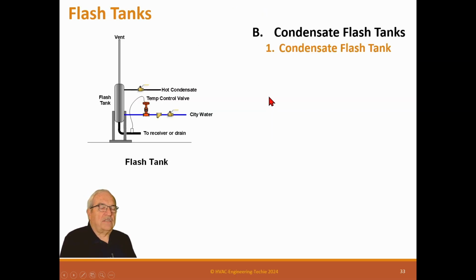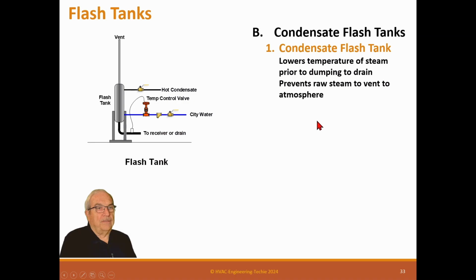Condensate flash tanks. This is a condensate flash tank, which lowers the temperature of the steam prior to dumping to the drain. This one's not a recovery tank. This is just to get the steam to quit venting. So it pumps cold water into it and lets it go to the drain. It prevents raw steam from venting to atmosphere.